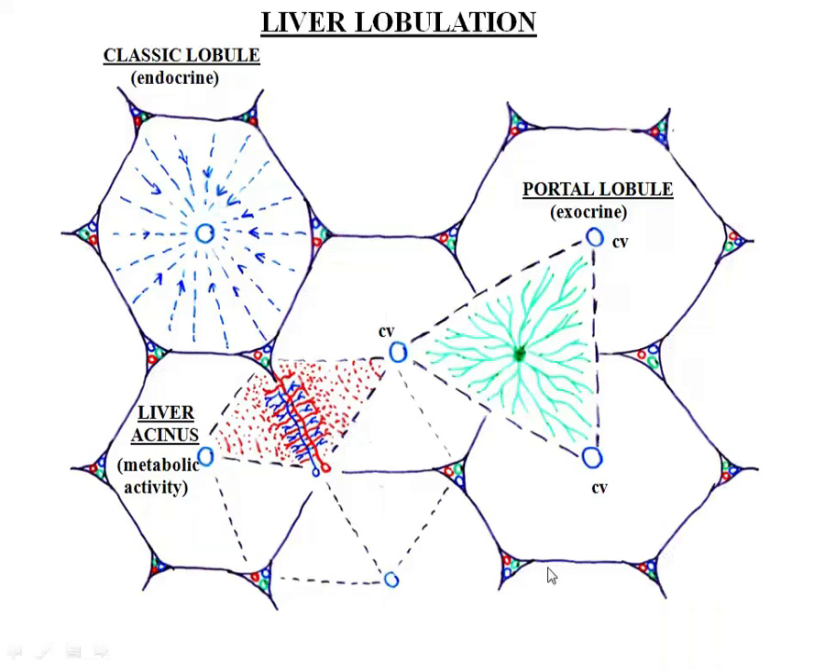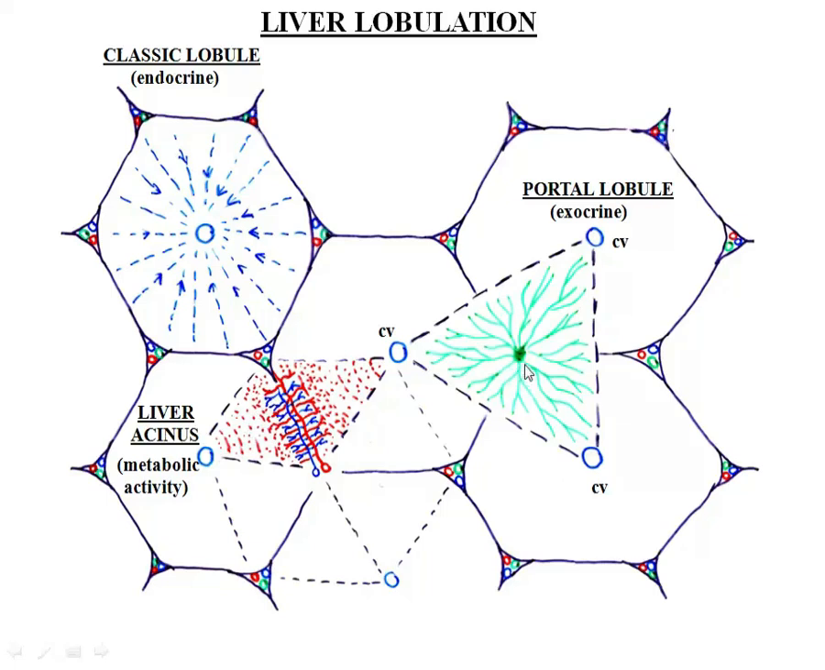Now diagrammatically, if you want to understand the arrangement of a hepatic lobule, it is like this. This is one hexagonal hepatic lobule, and all these sinusoids run towards the central vein. All these corners have the triad. The triads produce branches, and these branches pour their blood, and the blood goes to the central vein.